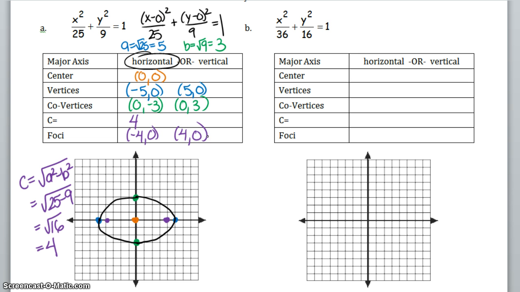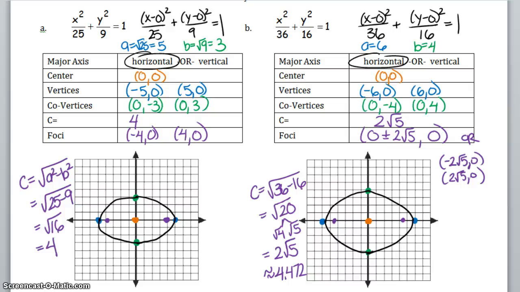Please now pause the video and complete example B. Please now check your answer for example B.